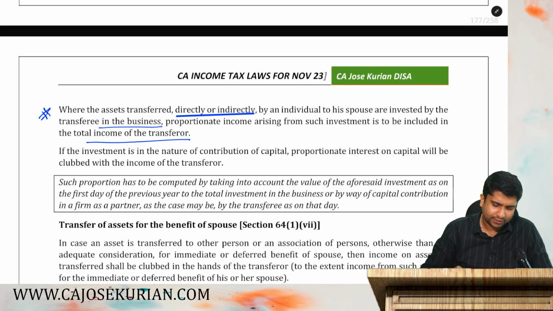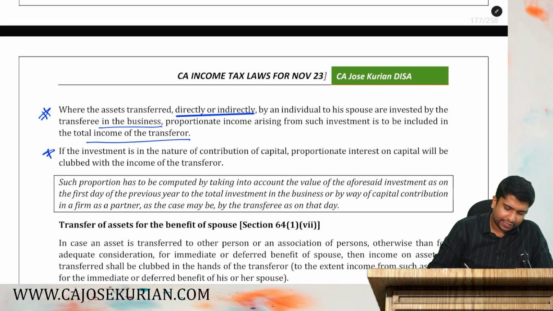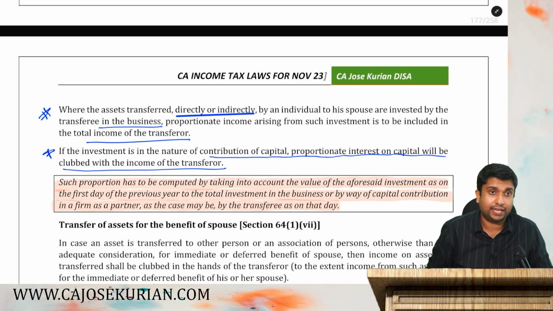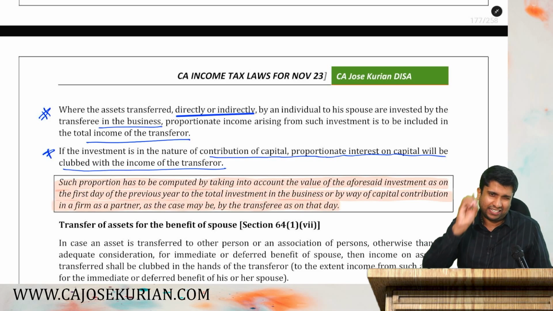So what do you mean by this? If the investment is in the nature of contribution of capital, proportionate interest on capital will be clubbed in the hands of the transferor. And there is one more thing: such proportion has to be computed by taking into account the value of the aforesaid investment as on the first day of the previous year to the total investment in the business by way of capital contribution in the firm as a partner, as the case may be, by the transferee as on that day. It looks very complicated, but it is very simple.